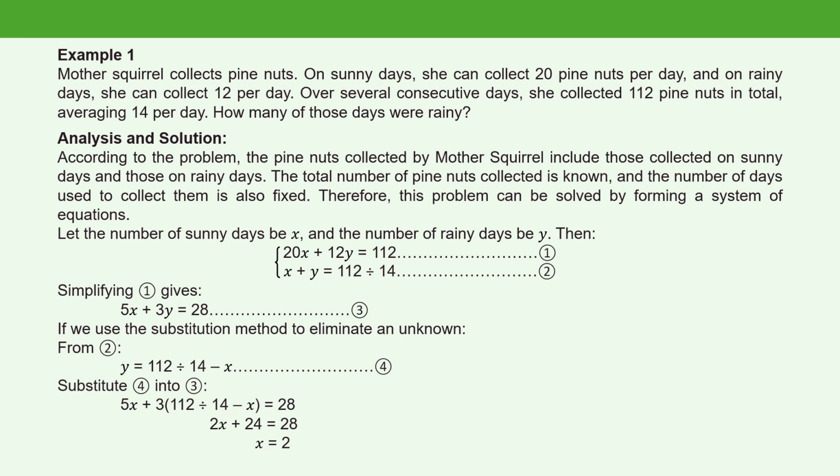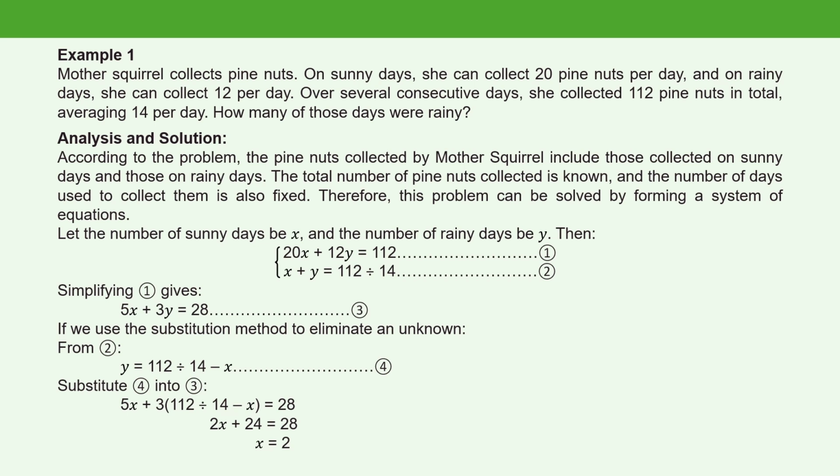According to the problem, the pine nuts collected by Mother Squirrel include those collected on sunny days and those on rainy days. The total number of pine nuts collected is known, and the number of days used to collect them is also fixed. Therefore, this problem can be solved by forming a system of equations. Let the number of sunny days be x, and the number of rainy days be y. Then we will have equation 1 and 2. Simplifying 1 gives equation 3.